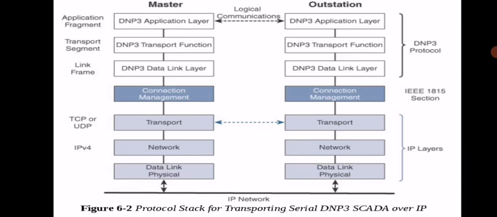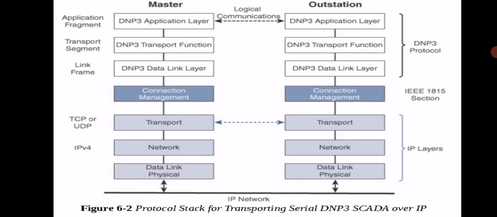But just observe, we are having a DNP3 protocol, is it right? Here also we have the application layer, and here also we have a transport function, which is nothing but a transport segment. Then link frames, meaning the data link layers, we also have. But after this, the 7th layer, the intermediate one in blue color, we are calling a connection management.